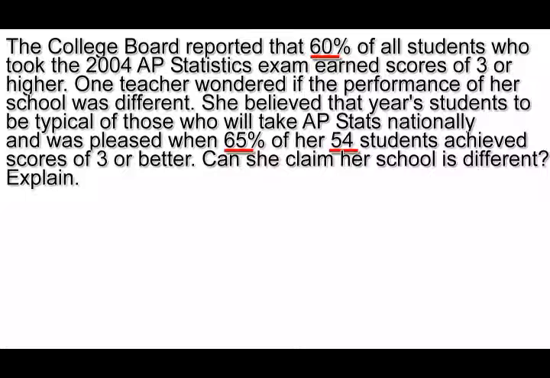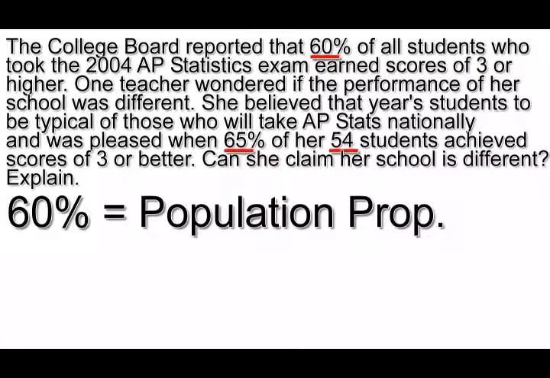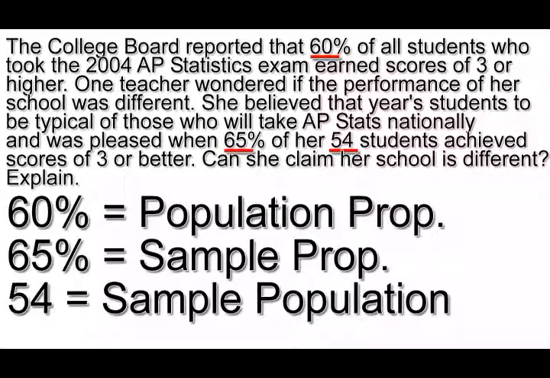From this problem we can take out that 60%, which in context represents the population proportion, as it says, all students, as well as the 65%, which is the sample proportion of her 54 students, which can also be taken out. So now we have all the numbers that we need, but what kind of hypothesis test are we going to conduct? Yes, there are different breeds of this monstrosity.